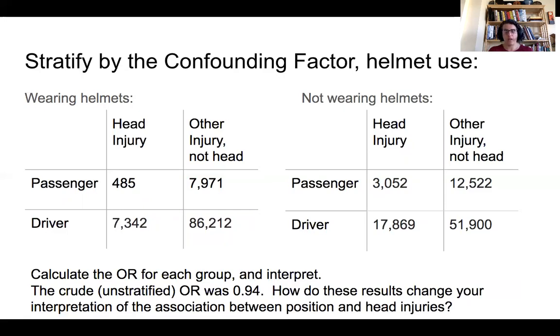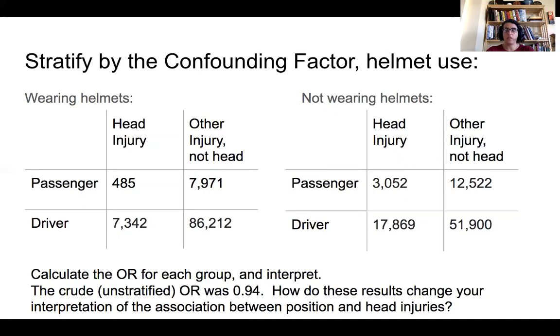We can find the odds ratio, that is to say, the association between being a passenger and getting a head injury among people who are wearing helmets. And separately, we can calculate the odds ratio, the association between being a passenger and having a head injury among the group of people that are not wearing helmets. So I want you now to pause this again and calculate these two separate odds ratios for each group and try to interpret what you see. Again, pause, take a moment, and go do that.